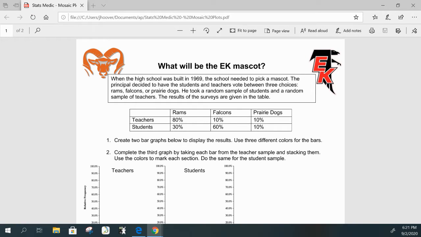It's a different way to represent categorical data. It is new to the AP test. It came back, or it started on last year's test. And this is used when your groups are not the same size.